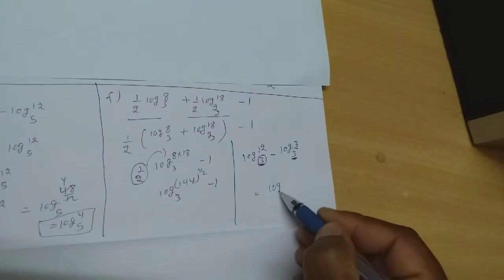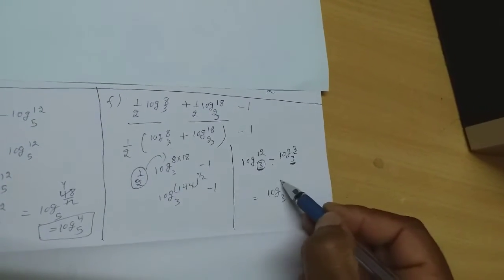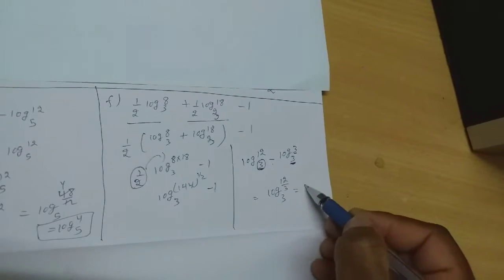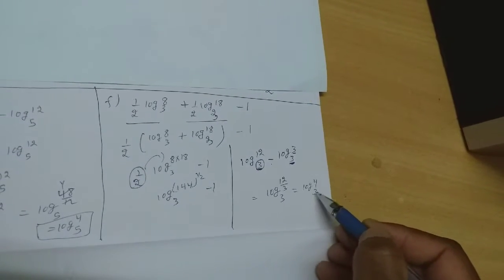So now here the bases are same and I have minus sign. So I need to divide them. So it is log 4 base 3 is the answer.